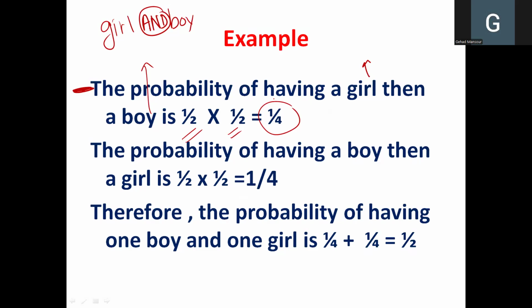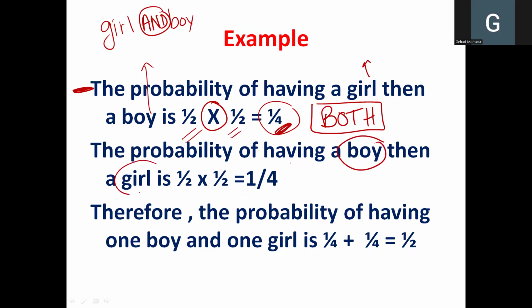So the probability of having both together, all of them, both together, is multiplication, is less, because when we say both, we are putting more conditions. I need a boy and then a girl. Similarly, in the second probability, having a boy, then a girl, you still had the two. You had a boy and a girl, so you had "and" again, but this time it's the order that is different.